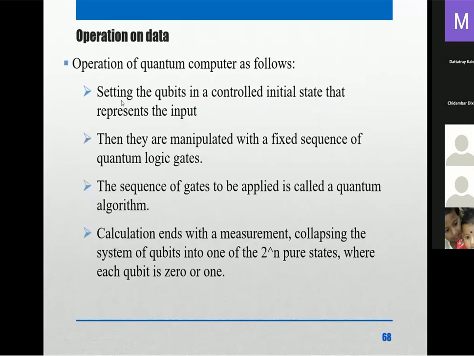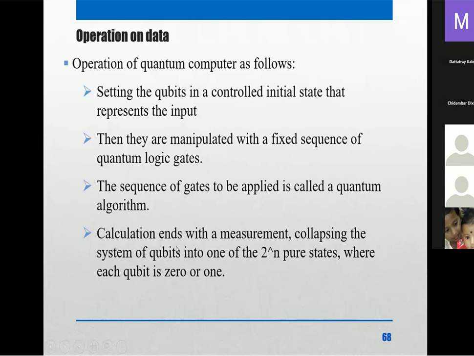Operations on data: set the qubits in a controlled initial state that represents the input. Then they are manipulated with a fixed sequence of quantum logic gates. The sequence of gates to be applied is called a quantum algorithm. This is the difference between classical and quantum computers. We can have a variety of algorithms in classical, but in a quantum computer, the sequence of gates to be applied is called a quantum algorithm.